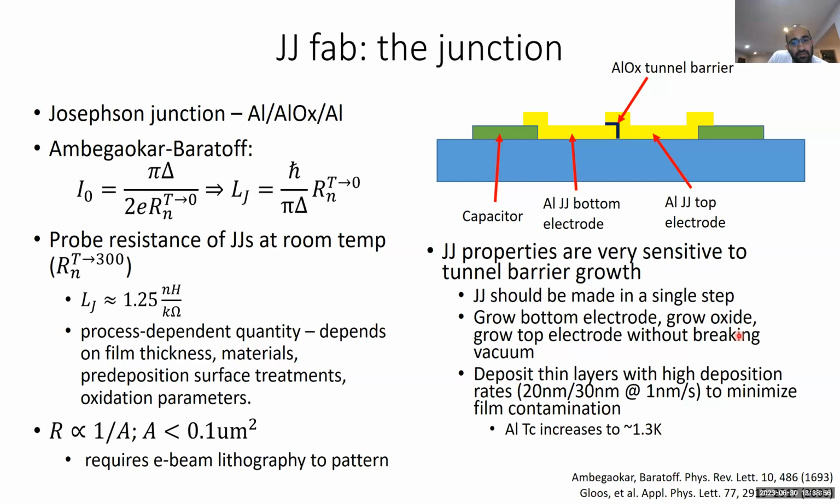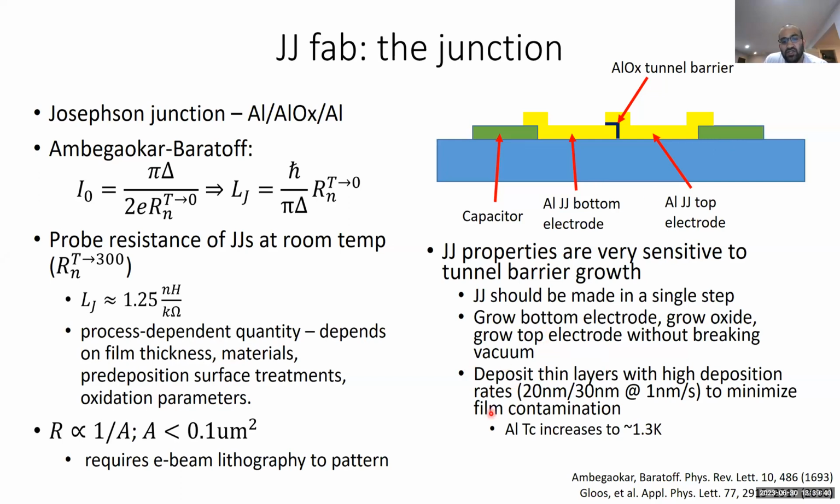The other thing is that your Josephson junction properties are going to be very sensitive to tunnel barrier growth, and whatever contamination can accumulate during the process of fabricating the junction. As a result, it's better that your Josephson junction be made in a single step. What I mean by that is you want to grow your bottom electrode, then grow your oxide, then grow your top electrode all at once without breaking vacuum. This requires a process that we call double angle evaporation, which I'll go into further in the next few slides.